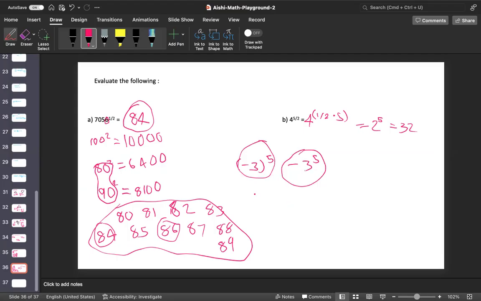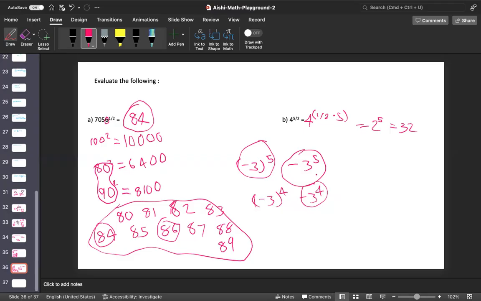But if we had negative 3 to the power of 4 and negative 3 to the power of 4, for the first one, we would have negative 3 times negative 3 times negative 3 times negative 3, which is 81. And the second one is negative 1 times 3 to the power of 4, which is negative 81. So they're not the same.